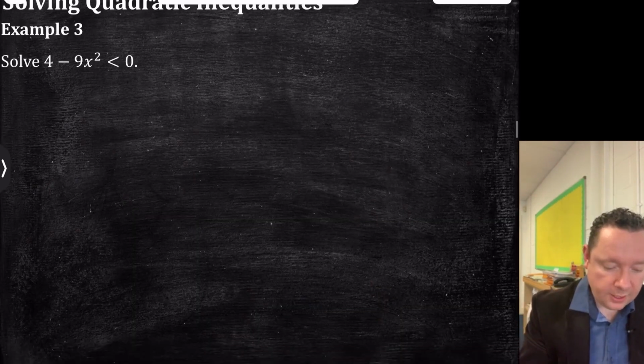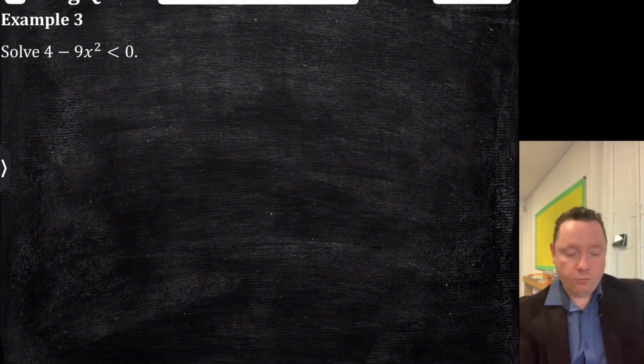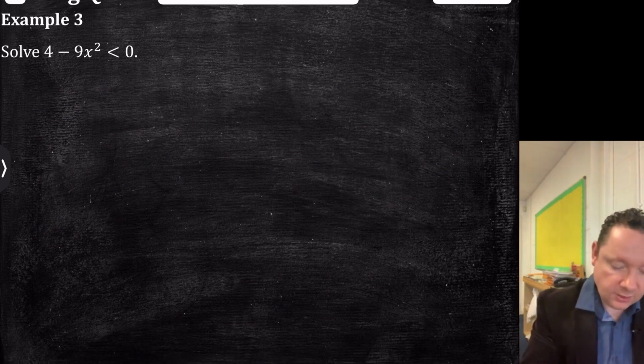Solving quadratic inequalities, example 3. Solve 4 minus 9x squared is less than 0.